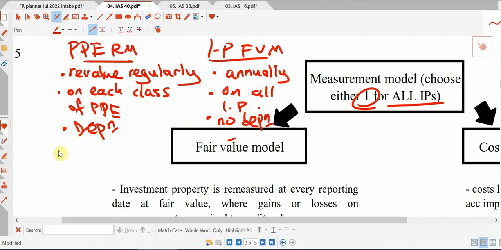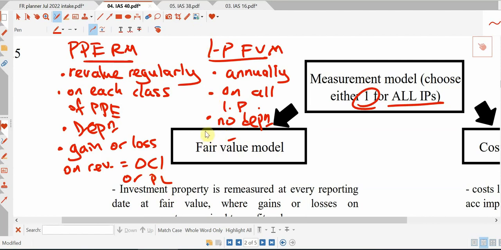Okay, one last difference. When you do revaluation, the revaluation gain or revaluation loss can go to OCI or PNL, right? So gain or loss on revaluation is either recognized in other comprehensive income, where you have a revaluation reserve, or is recognized in PNL. But for investment property fair value model, the gain or loss on fair value is recognized in profit or loss only. So first time gain, first time loss, anytime gain, anytime loss, all go to profit or loss.